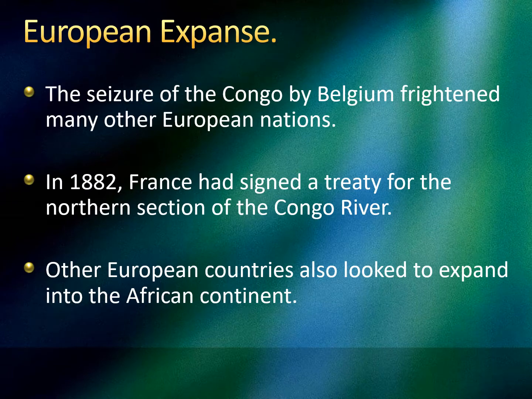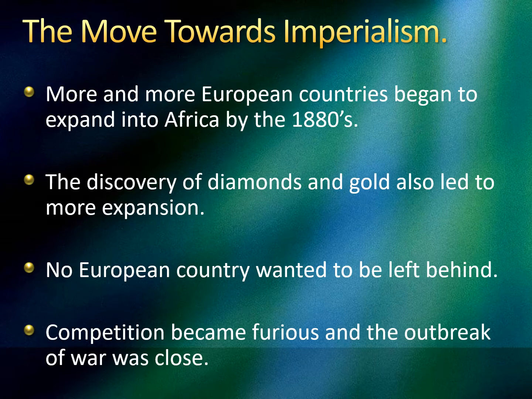So the European expansion. The seizure of the Congo by Belgium frightened many other European nations. They're obviously afraid and fearful that maybe Belgium will become too powerful militarily and economically by doing this. So in 1882, France had signed a treaty for the northern section of the Congo River, and other European countries are going to look to expand into the African continent as well, for different reasons. So the move towards imperialism.